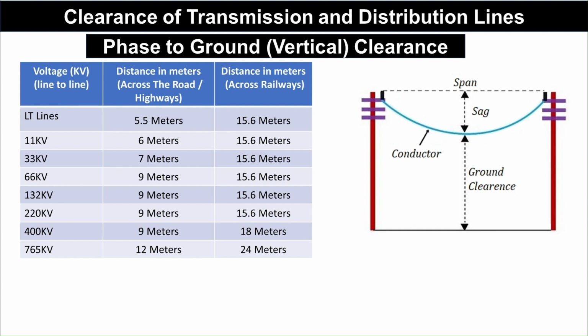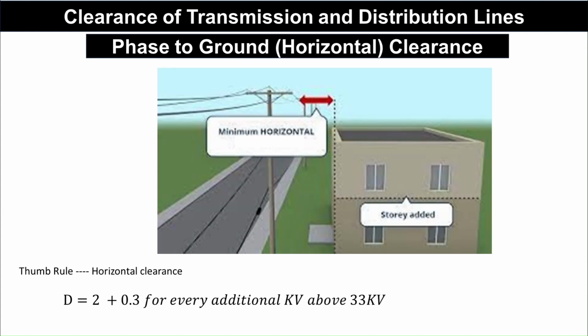This was the vertical clearance. Now we will see the horizontal clearance. This is the phase to ground horizontal clearance. This is the building, and the distance of a transmission line from the corner of the building is called the phase to ground horizontal clearance. This is the transmission line and this is the building. This distance is called the minimum horizontal distance.